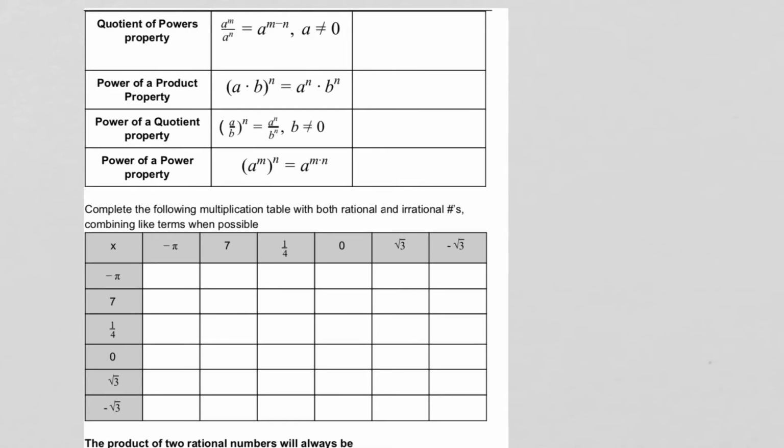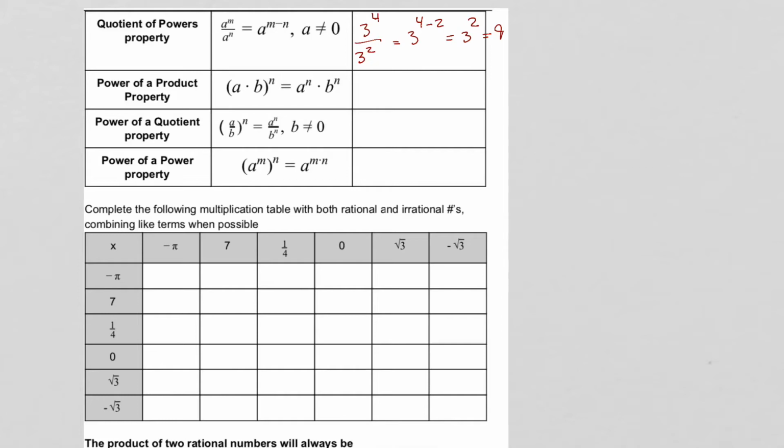The quotient property allows me, if I have the same base but different exponents, to subtract the exponents. And I'm going to give you a numerical example. If I have 3 to the 4th divided by 3 squared, this is the same thing as having 3 to the 4 minus 2. And 4 minus 2 is 2. So there you go.